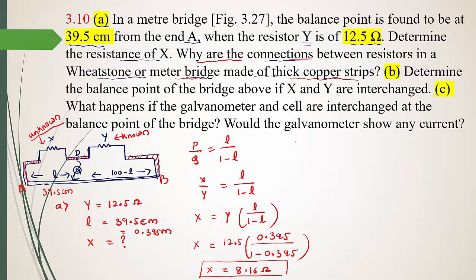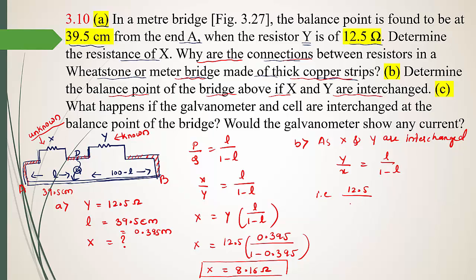Right? Then, second question. Determine the balancing point of the bridge above if X and Y are interchanged. See here, as X and Y are interchanged, we can write the formula as Y by X equal to L divided by 1 minus L. Substitute the values. Y value we got 12.5, X value we got 8.16, equal to L divided by 1 minus L.